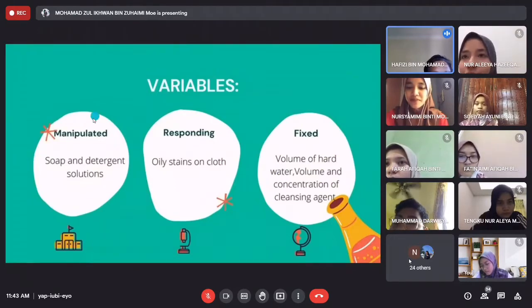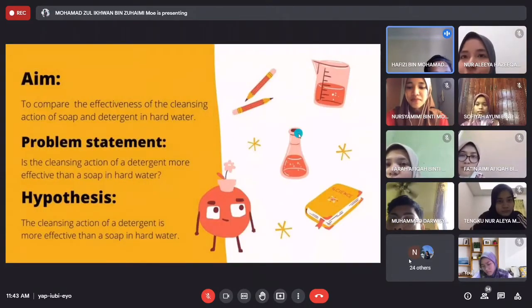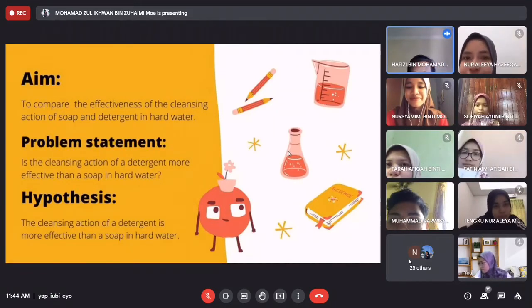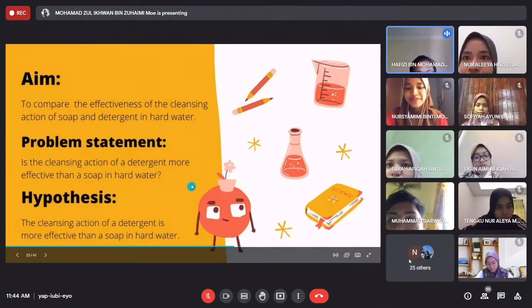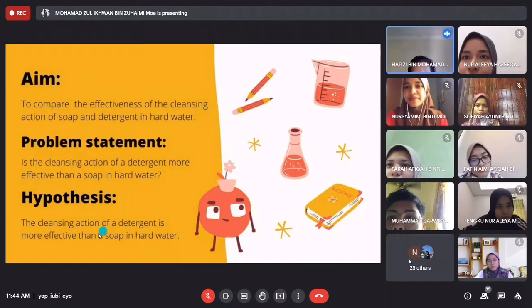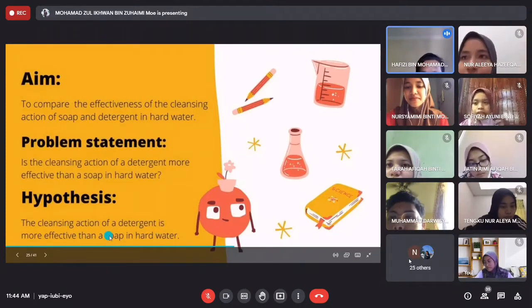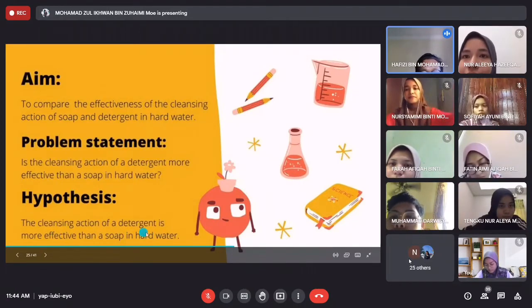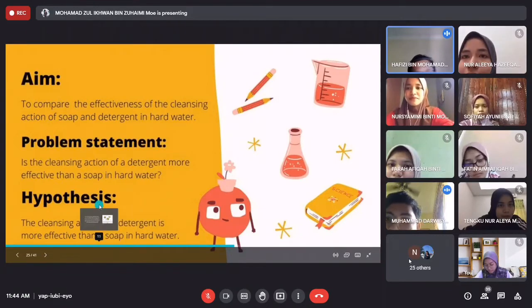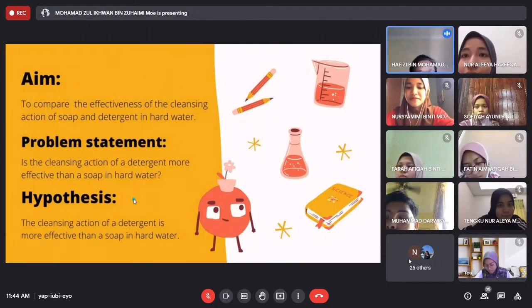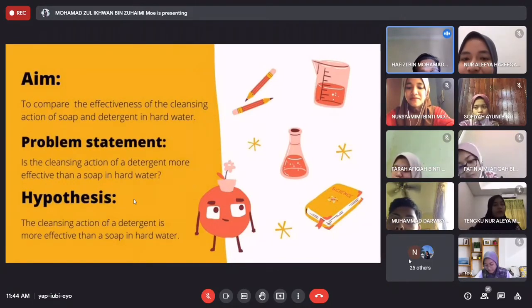Sekejap. Balik pada hypothesis awak tu. Okay, hypothesis awak ambil mana? Hypothesis I got from module Pan Asia. Okay, you have to make a correction to that because when we write the hypothesis, you should write the manipulated variable in the front of the statement, which is detergent. Detergent is more effective than soap as cleansing agent in hard water.